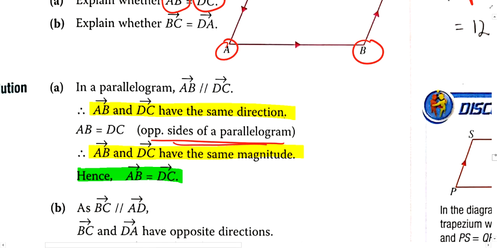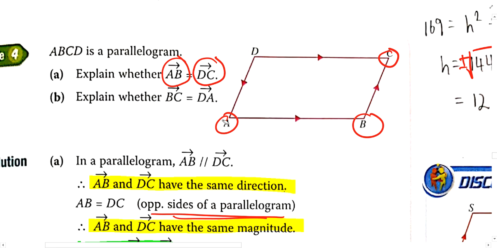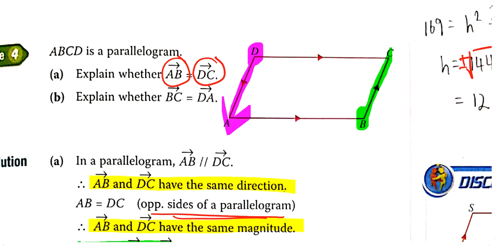Okay, so part B. Explain whether BC equals DA. Where is my BC? BC and DA. Are they the same? So watch carefully. BC and DA. Are they the same vectors? No, they are not the same. Why? Direction. Direction is different, right? How different are the directions? The keyword is opposite. They are in opposite directions.